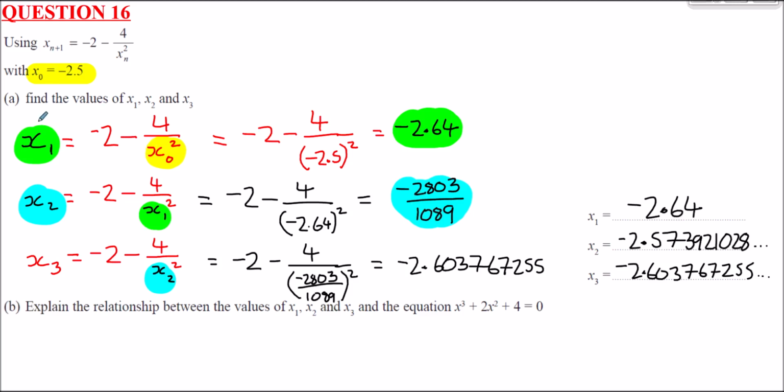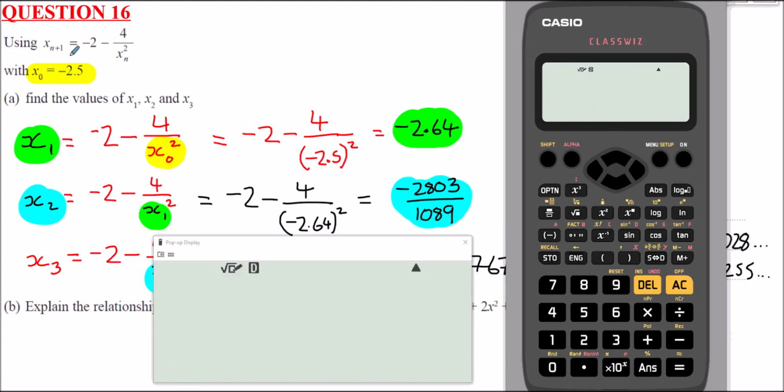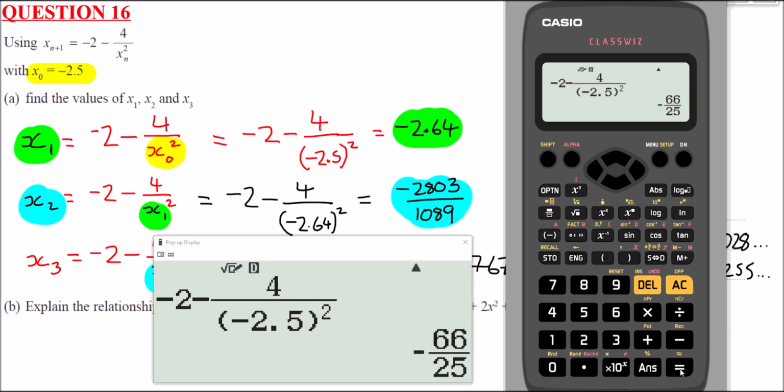If I return to working out x1, we just base this off x0. So you need to know to do minus 2 minus 4 on top. Then you need to know to pop in x0 at the bottom. So minus 2.5 all squared, like so, equals this. But then this formula always stays looking exactly the same. Minus 2, then a minus 4 divided by the previous number squared.